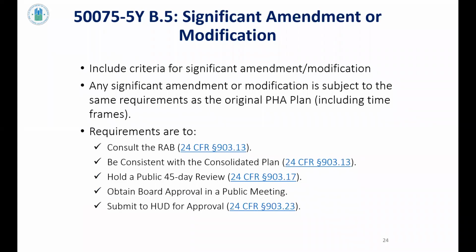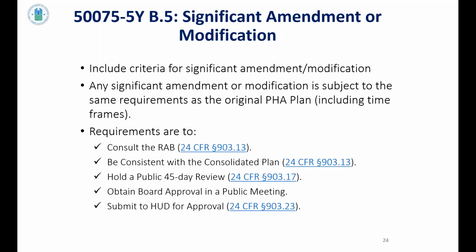The significant amendment modification, that is section B5. The PHA must identify the PHA's basic criteria for determining what makes an amendment significant. This is otherwise known as the definition of significant amendment or modification. This is found in section B5 of the template.